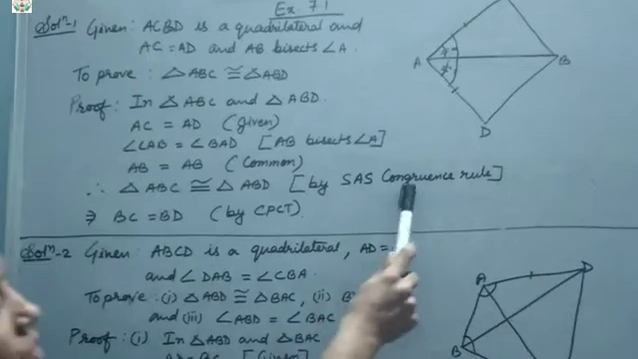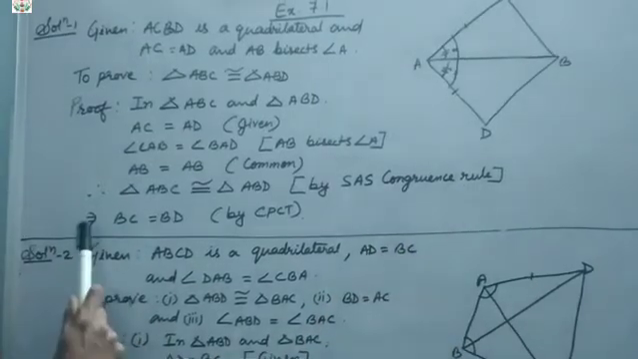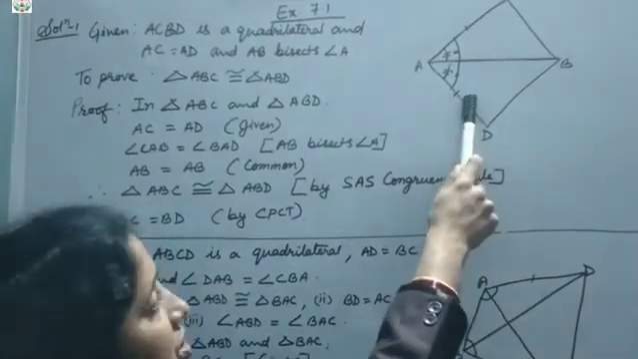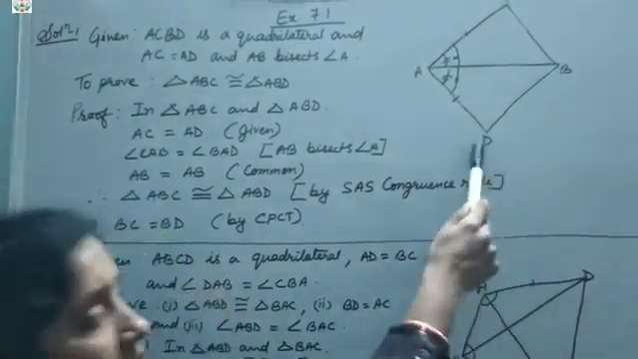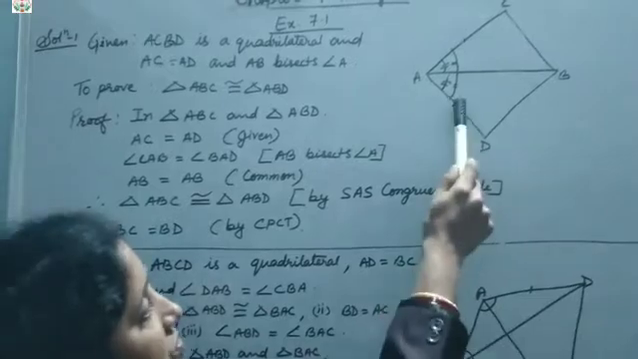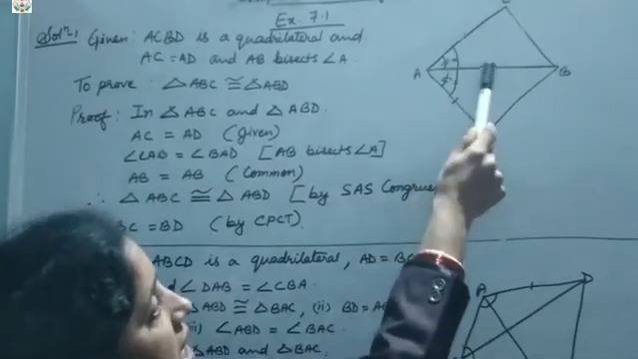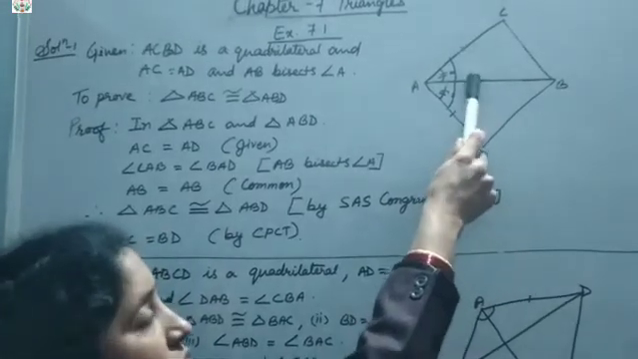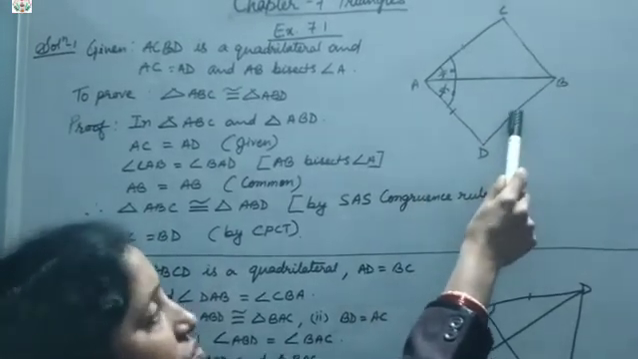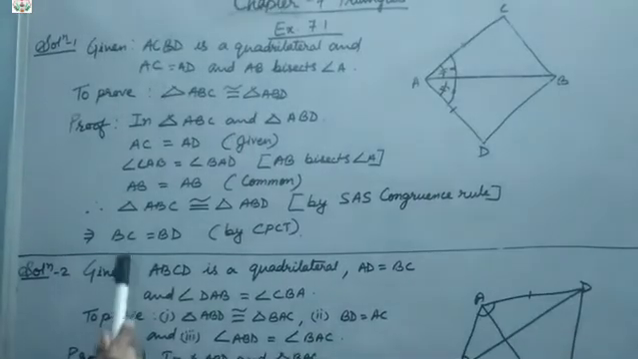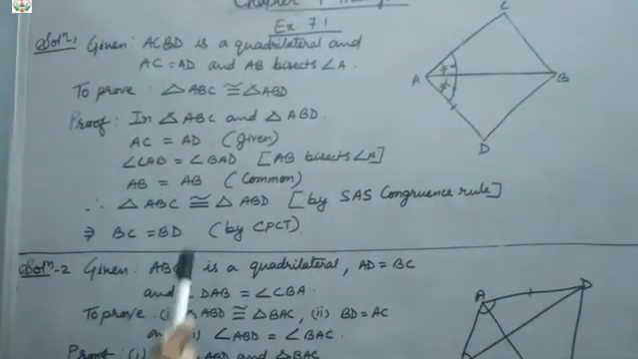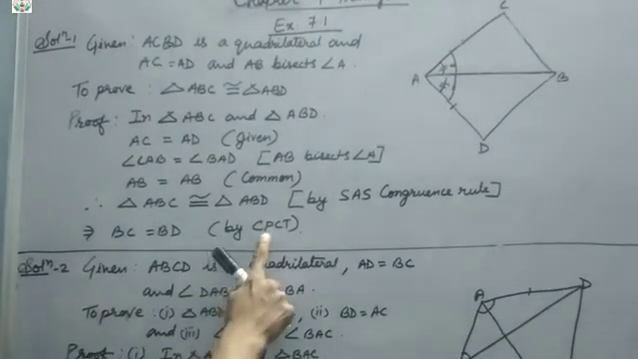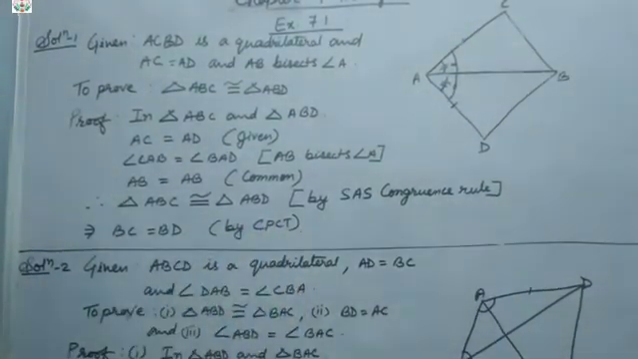by the SAS congruency rule. Now, it implies that if these two triangles are the same, then this side is also equal to this side. If this side equals this side and this equals this, because AB is common to both, only the leftover side remains, so this also will be the same. That is why BC equals BD by CPCT. What is the full form of CPCT? Congruent parts of congruent triangles.